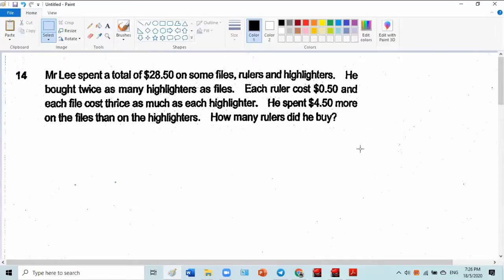Mr. Lee spent a total of $28.50 on some files, rulers, and highlighters. Okay, files, rulers, and highlighters. Please recognize this type of question now. Standard procedure: files, rulers, and highlighters. Mr. Brian said I must write in order, if not, you're confused. So he bought files, rulers, and highlighters, and all of them cost how much?